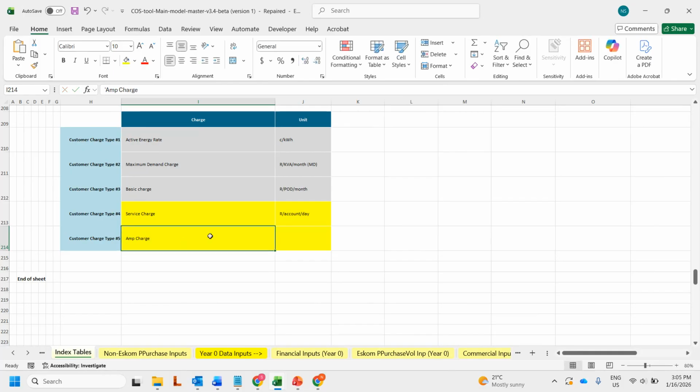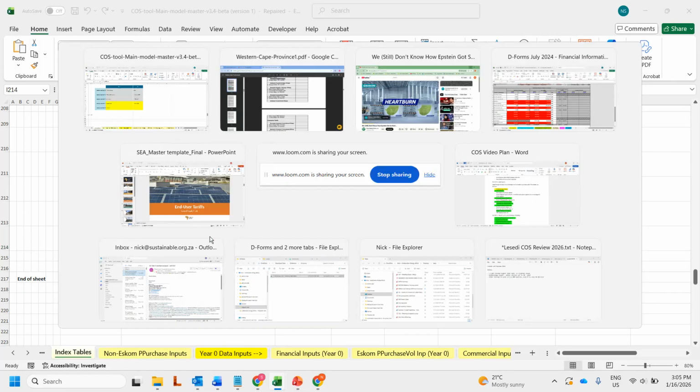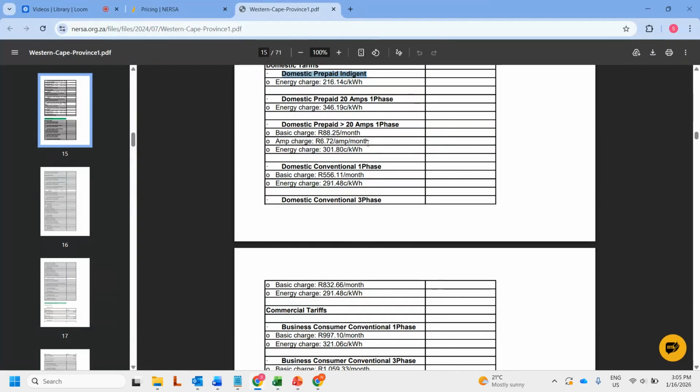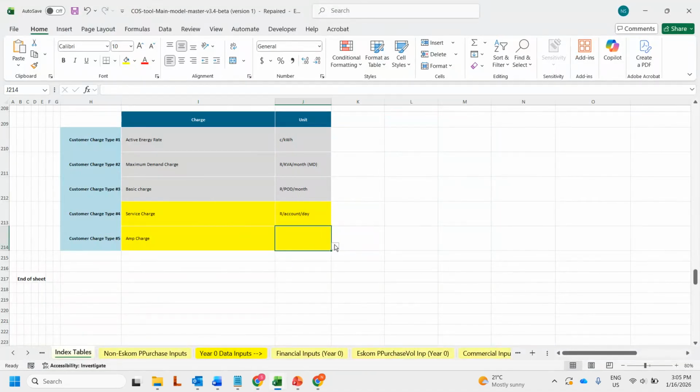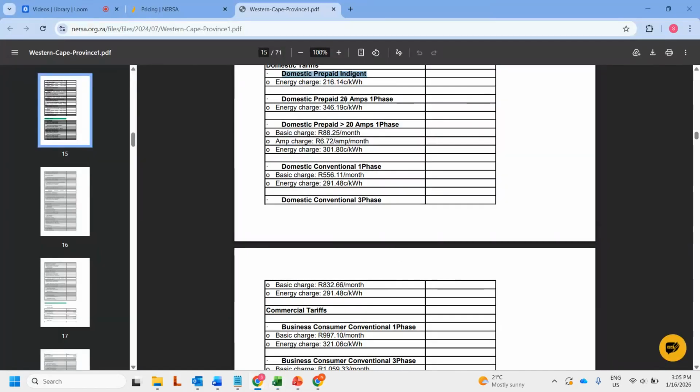The next thing you need to look at, if we look at that tariff book, is what is the unit? And you can see it's Rand per amp per month. And if we look here, you can see there isn't that option that appears there, Rand per amp per month. But we know that it's a 20 amp, and then we know that it's per month. So what you could do is you could take that 6.6 Rand and 72 cents, multiply it by 20, and then put that in as a monthly charge.